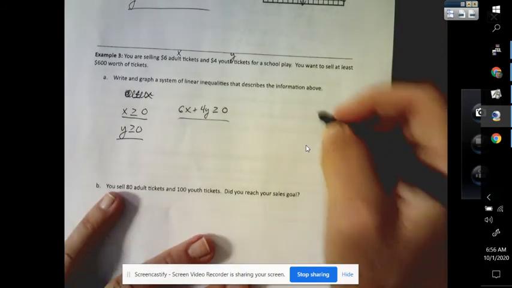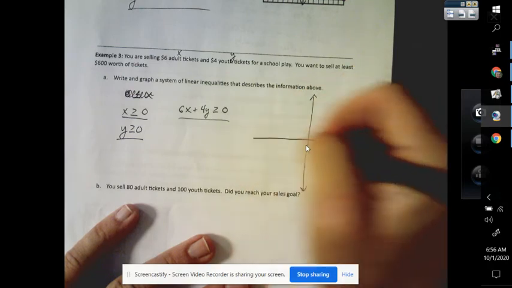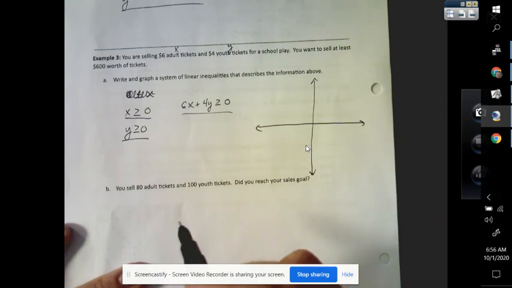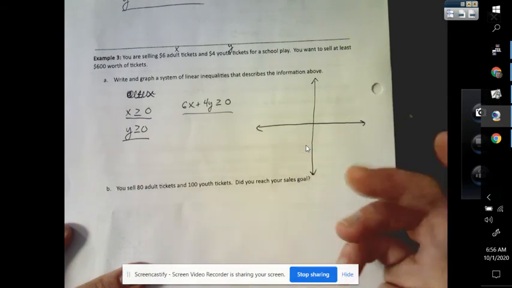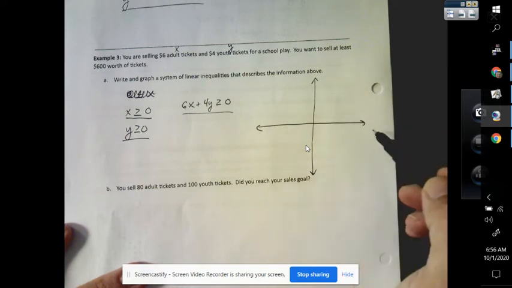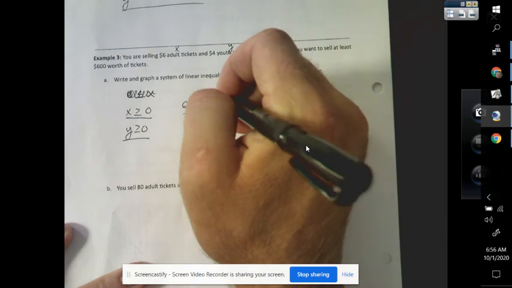So if I want to graph this now, I know that x is greater than or equal to 0, y is greater than or equal to 0. What does that tell me? What quadrant do I have to be in? Well, I have to be over here, right? Oh, I just realized it needs to be greater than or equal to 600. Sorry, I put 0 there.